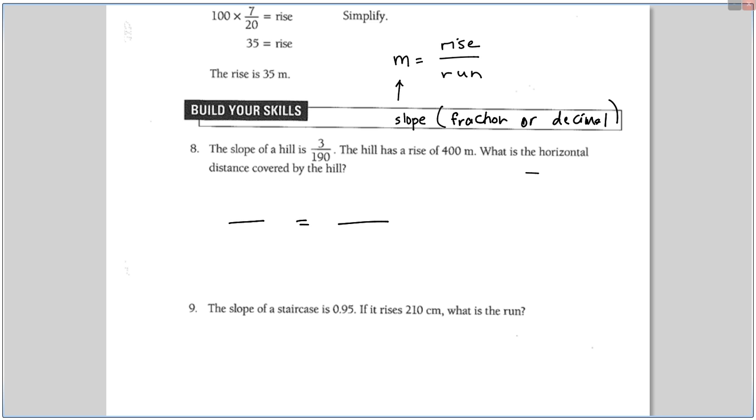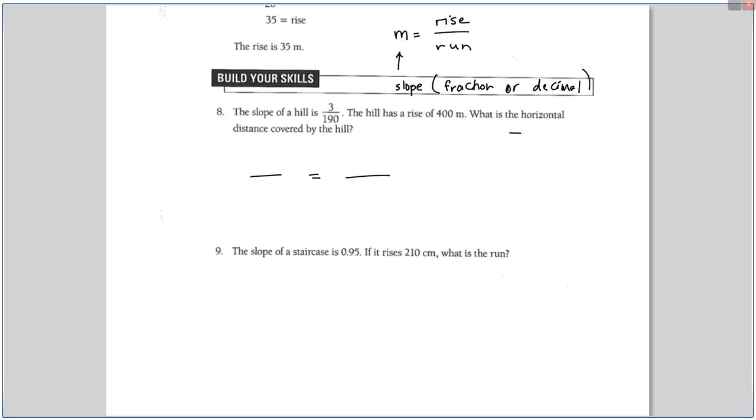Like in question 9, how do I set that up? You know, M equals rise over run. Let's just do 9 first. If it rises 210, so what do I know that rises? 210. And then it says, what is the run? So I'll put an X there. And then it says the slope is 0.95, so I'll put that there.